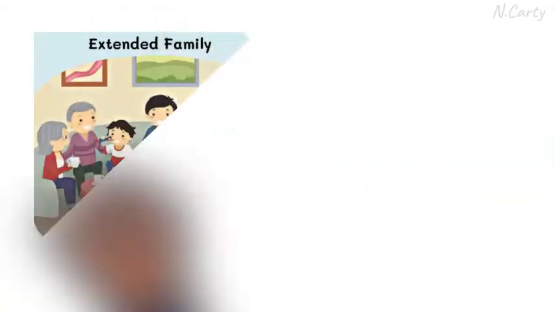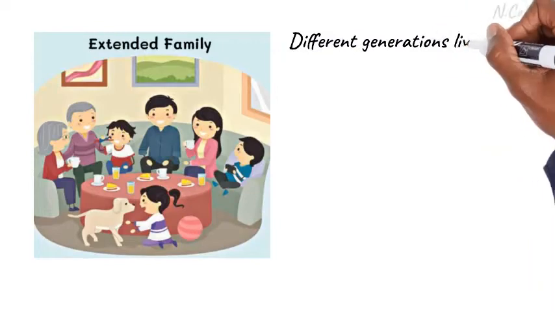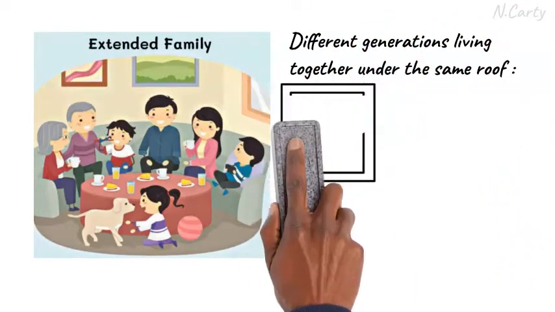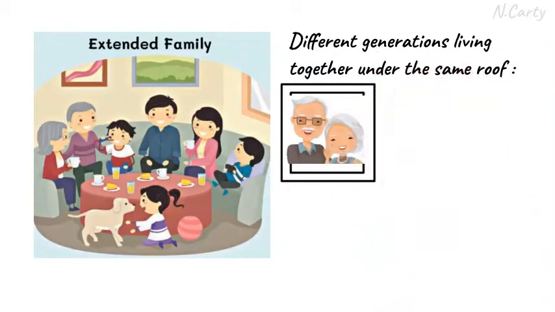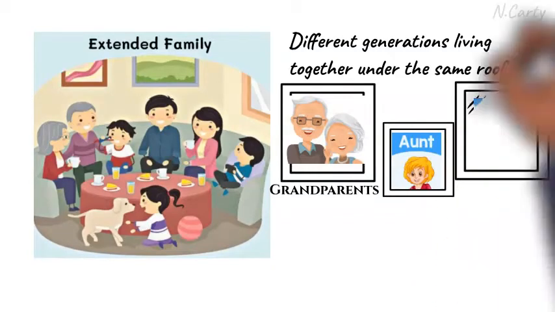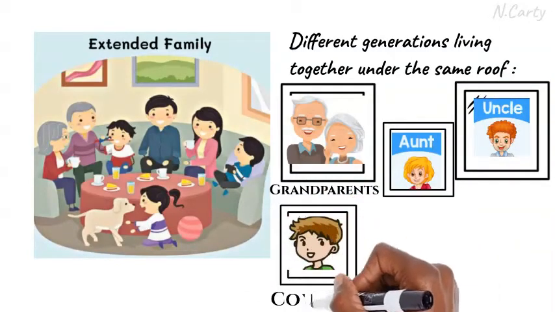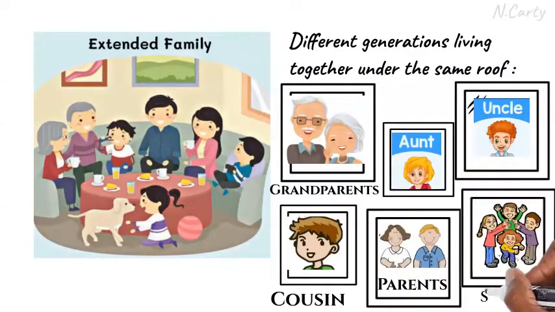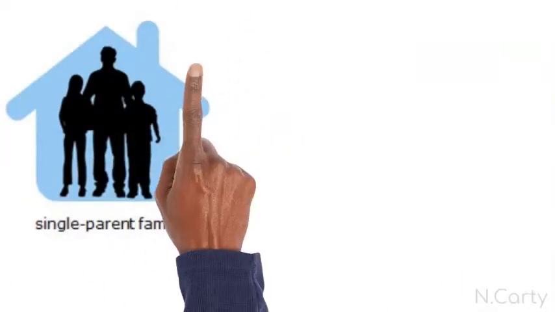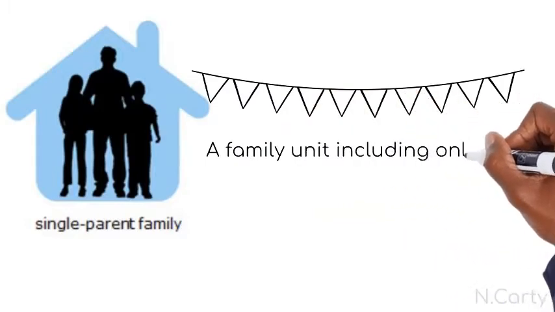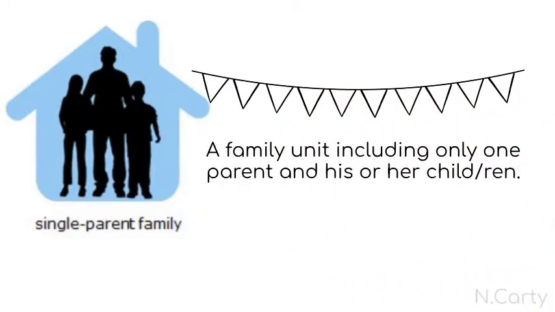Extended family. Extended family consists of different generations of families living together under the same roof. It encapsulates grandparents, aunts, uncles, cousins, parents, siblings, etc. Single parent family. This is a family unit including only one parent and their child or children.